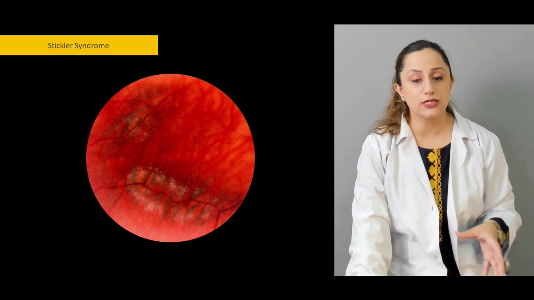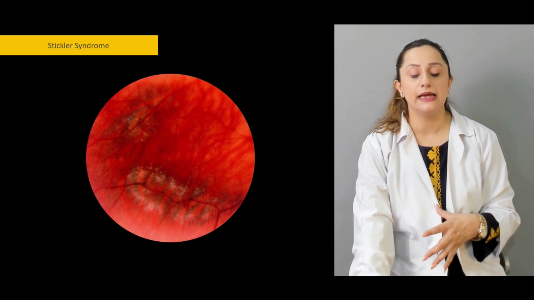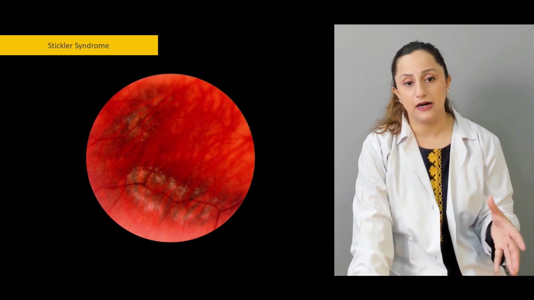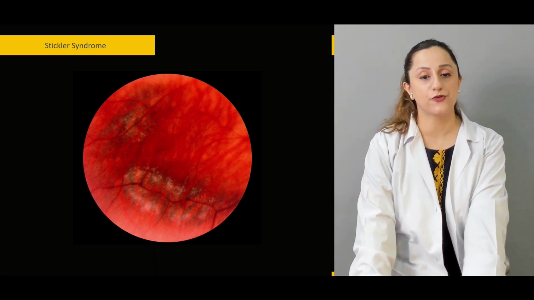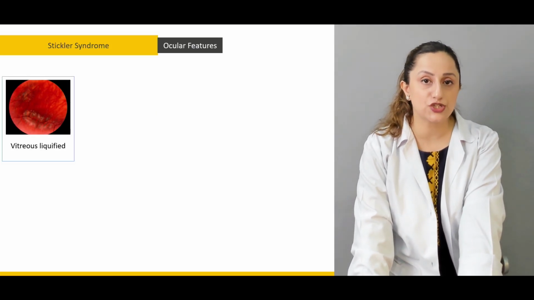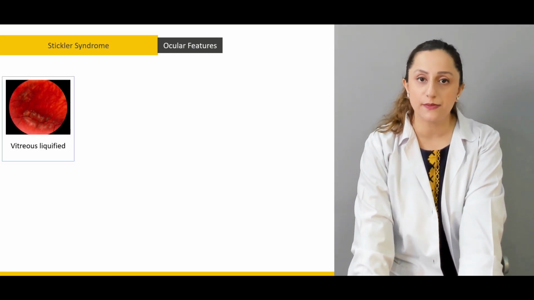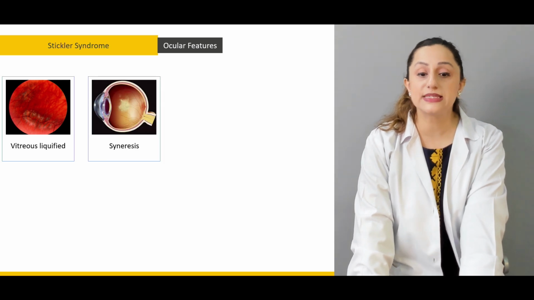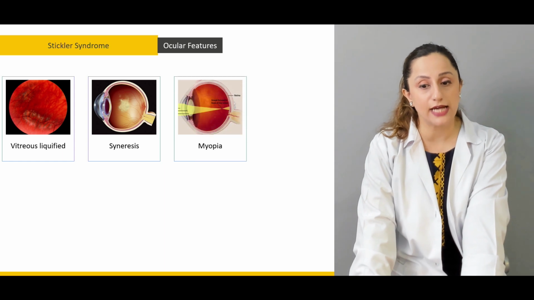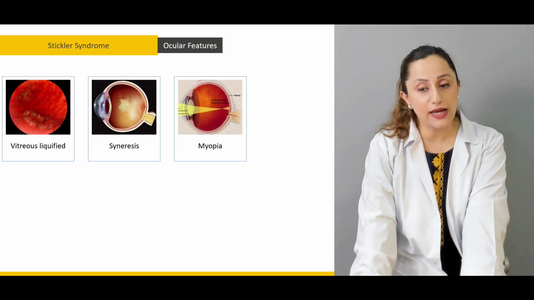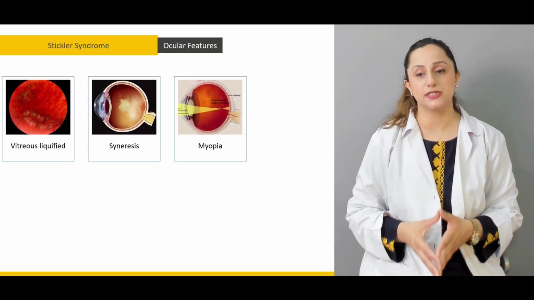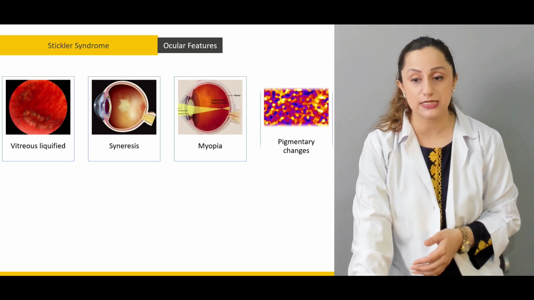So these are the lattice work degenerations or the pigmentary changes that are occurring at the choroidal level in patients who are suffering from this kind of syndrome. The list of ocular features would include the vitreous being liquefied. There is syneresis, and retinal detachment being seen. Myopia is one of the features. Maybe it's the causative factor for the development of this retinal degeneration or retinal detachments.